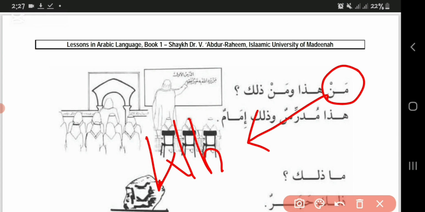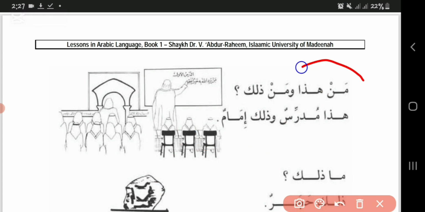So now we say man hada. Who is this? Woman dalika. And who is that? I think this is clear. Man hada, who is this? Woman dalika, and who is that?